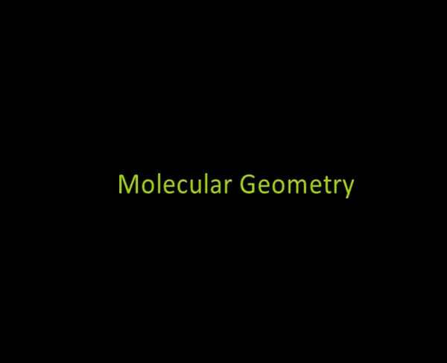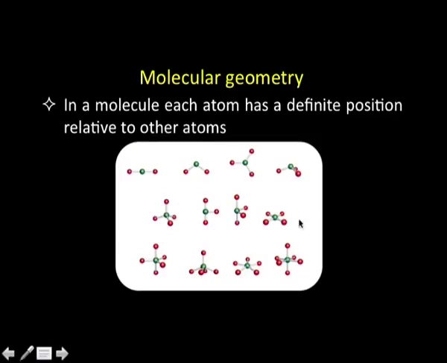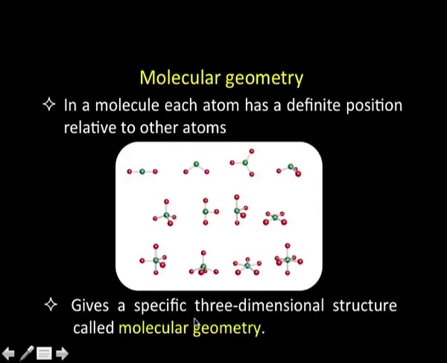And that limitation, we will try to see how we get over in terms of what is called VSEPR theory. What do we understand by molecular geometry? Basically, if you look at a molecule, we find that each atom has a definite position related to other atoms. Let us look at this picture here. These are different molecules shown over here. That means molecules come in a variety of shapes and sizes. And this specific three-dimensional structure of a molecule is called the molecular geometry.